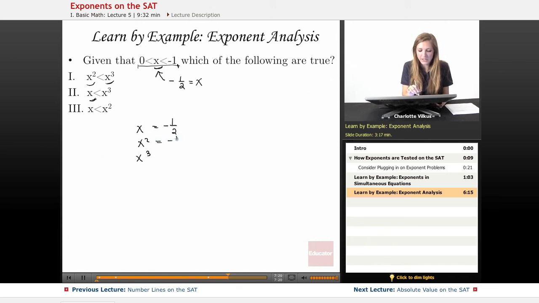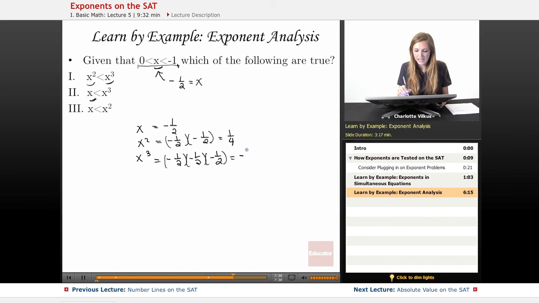So that value squared, -1/2 times -1/2, is going to be +1/4. And that value cubed, so to the 3rd power, is going to be -1/8. So if I'm looking at these, I can say that x itself is the smallest, because these are negative numbers. Normally we might think, oh, 1/2, that's bigger than 1/8, but they're negative. So bigger negatives are actually smaller numbers.